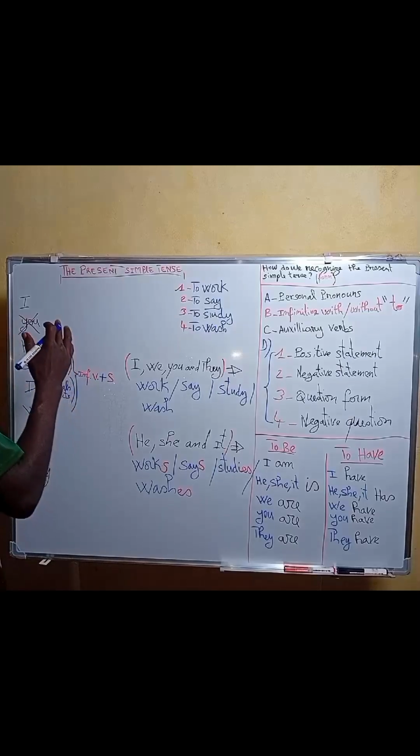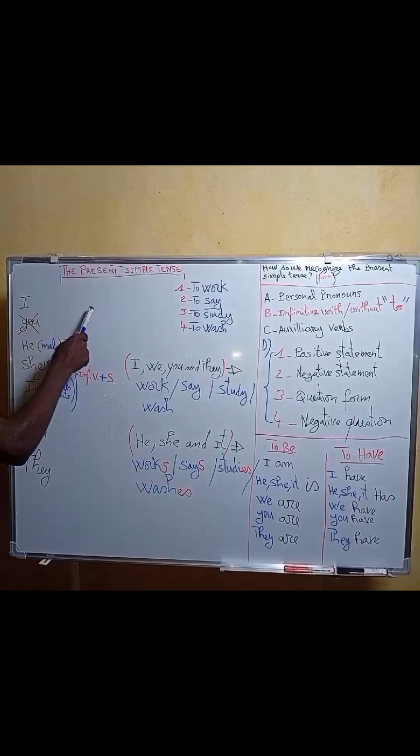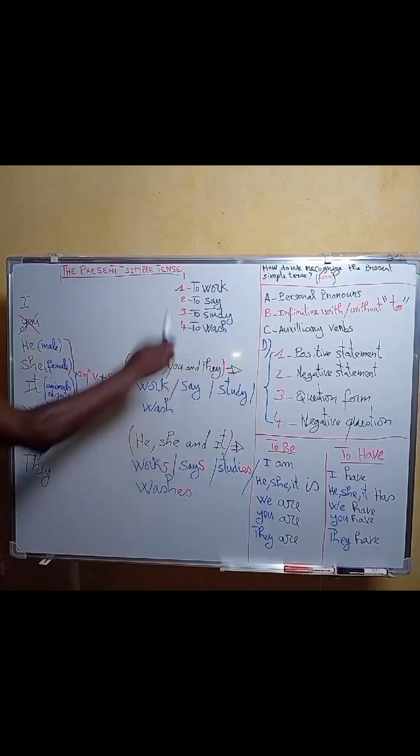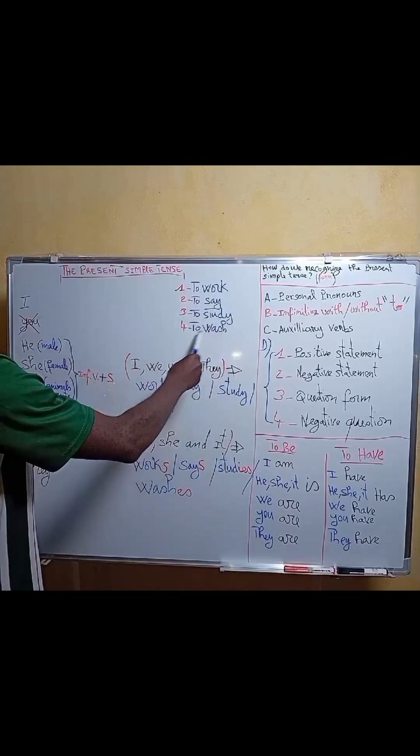So to conjugate the present simple tense is very easy. You just use the personal pronoun plus the verb without to. And when it comes to the third person singular, we just use the infinitive of the verb without to plus s at the end of the verb. Let's take the example of these 4 verbs: 1 to work, 2 to say, 3 to study, and 4 to wash.